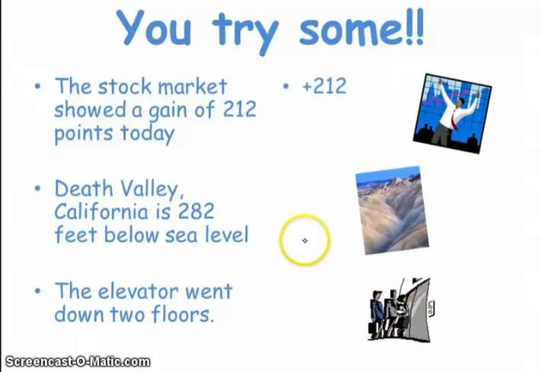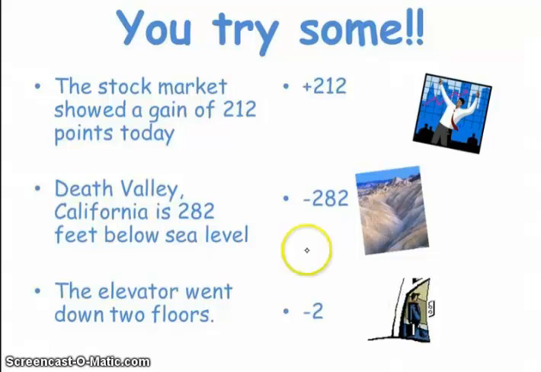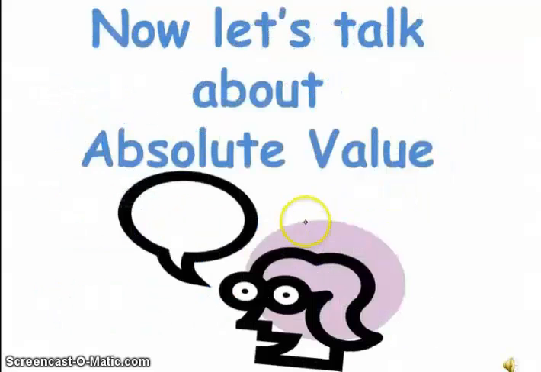Alright, so welcome back. So here it is. Here are the answers. Once again, below sea level, that will be a negative. And went down 2 floors, that will also be a negative.